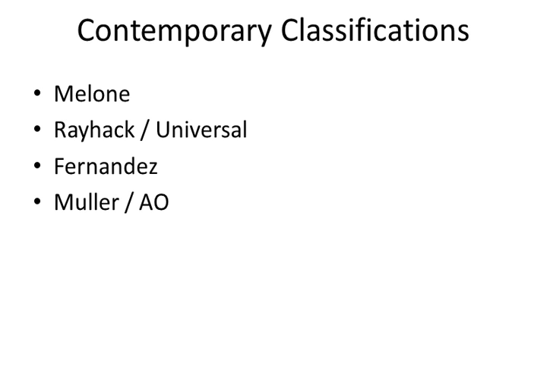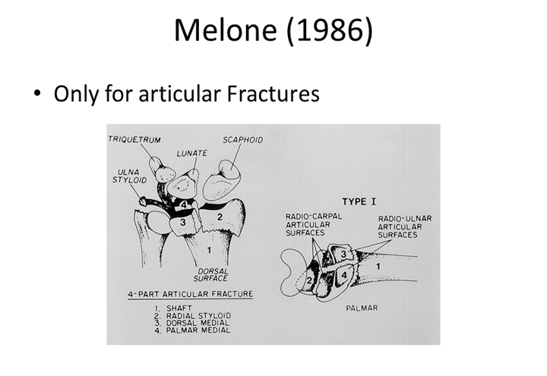Okay, so now we move on to the contemporary classifications. I'm just going to talk about these 4 classifications: Melone, Rayhack, Fernandez, and AO. So Melone came up in 1987, and his classification is only for articular fractures, all right? So he taught us that articular fractures can be thought of as four main parts: the radial shaft, the radial styloid, the medial dorsal fragment, and a medial volar fragment. All right, so these four main fragments.